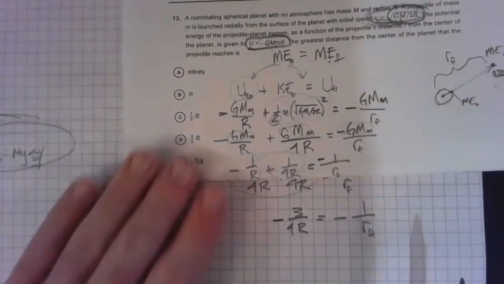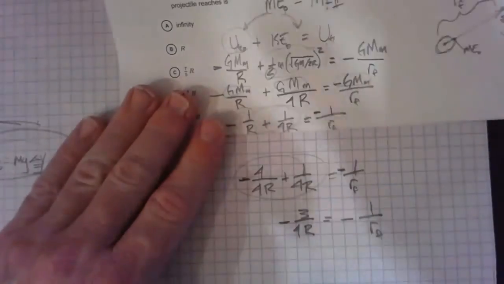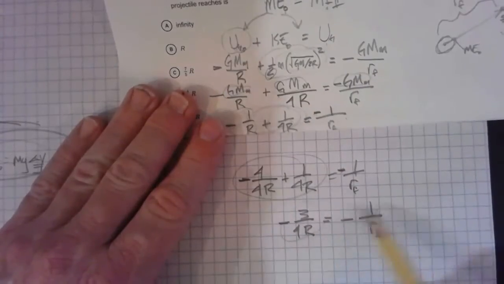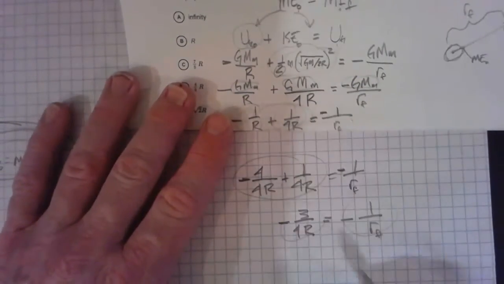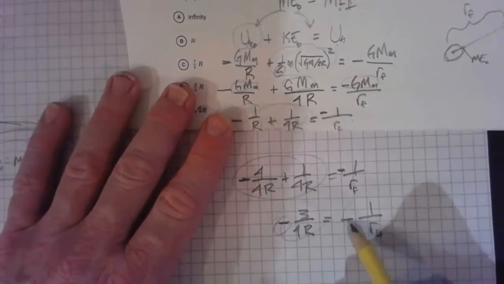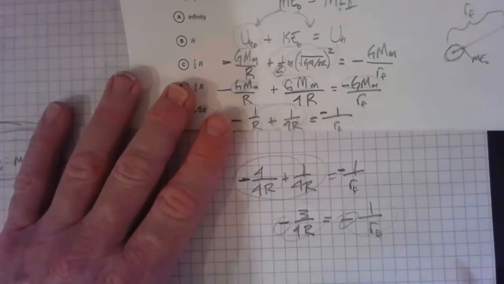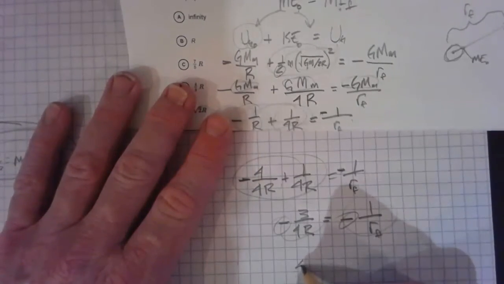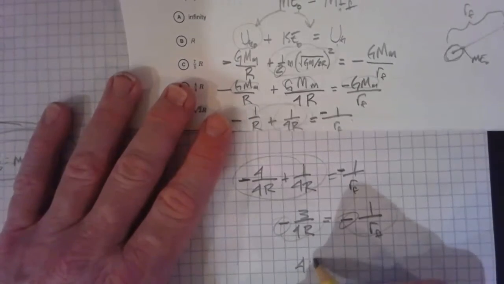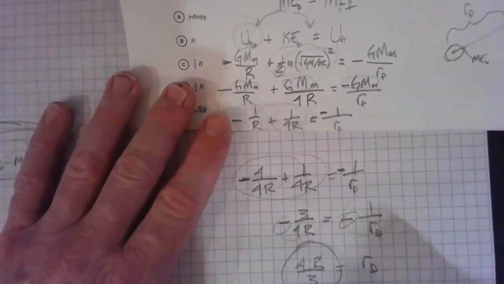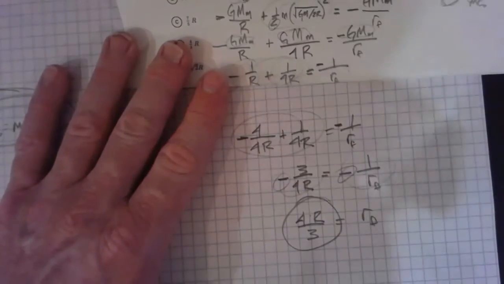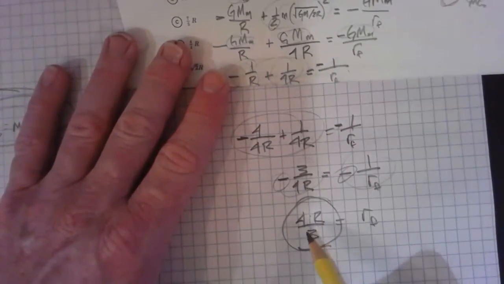Now, it is perfectly fine, since you have a single fraction and a single fraction, now you can flip them. This plus sign is now gone. You're allowed to do it. So I'm going to get rid of this negative sign, multiply both sides by negative 1, and I'm going to have 4R over 3 equals r final. That should be my answer. My final distance away from the center of the planet is going to be 4/3 R.